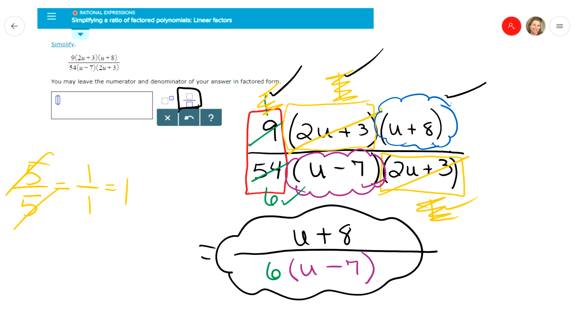It says you may leave the numerator and denominator of your answer in factored form. This is in factored form. They don't want you to distribute. They said just leave it like that.